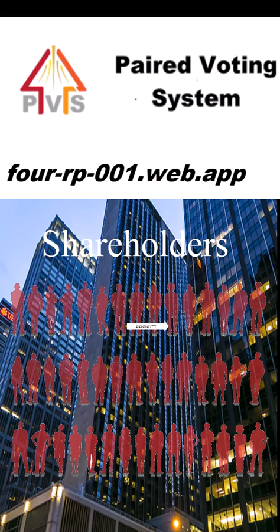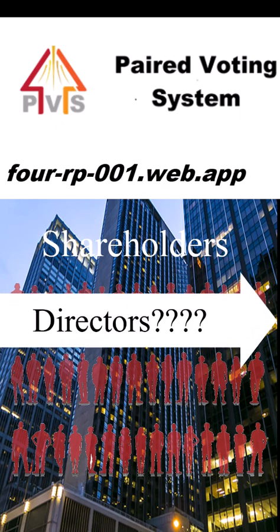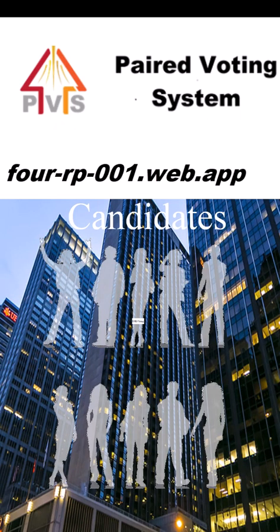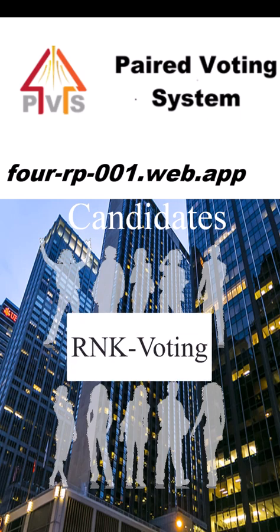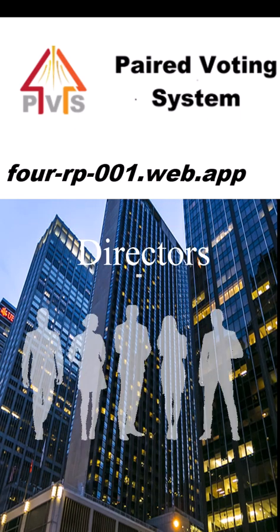Welcome to Paired Voting System, also known as PVS. This video traces the steps to set up a private shareholder election of directors. Choice pairings are analyzed using RNK votes from shareholders. A generated ranked list of all candidates is then used for final director selection.